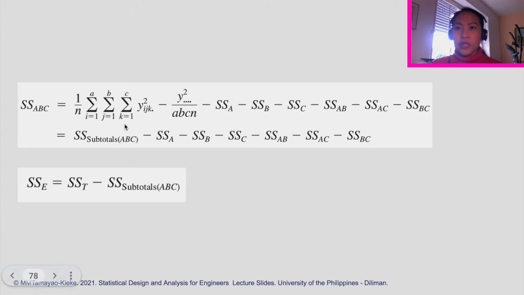And then the 3-factor sum of squares is computed using this equation. And again, you have here a subtotal. You will need the subtotal here, which is just equal to these two terms here. And you will need that sum of squares subtotal to compute the sum of squares of error, which is equal to the sum of squares total minus the sum of squares subtotal.